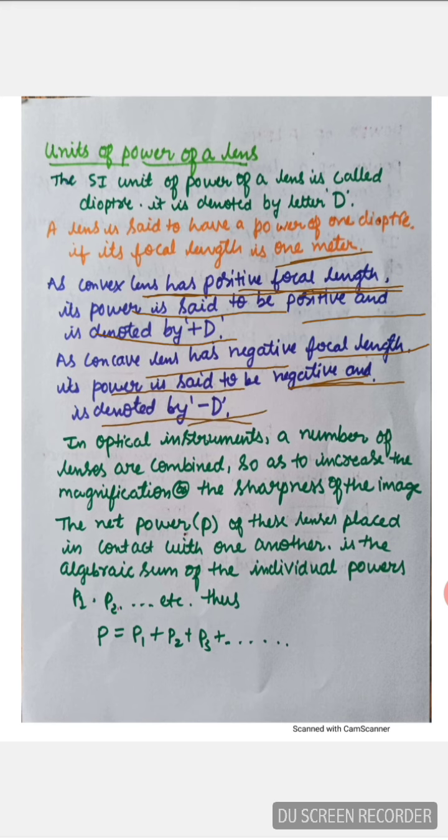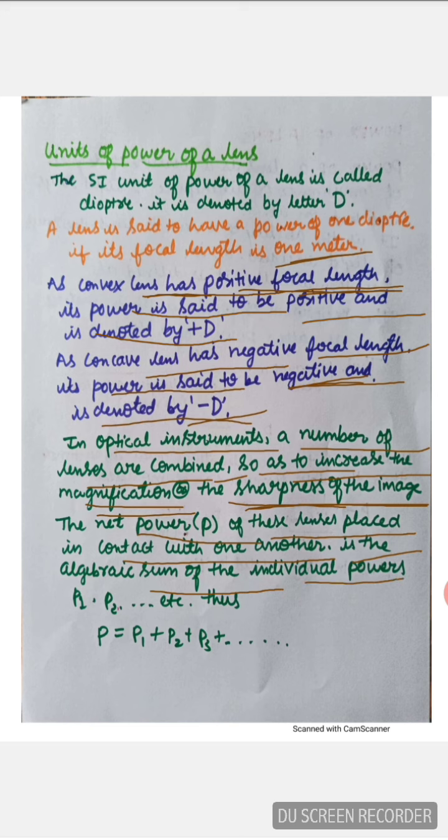So in optical instruments, a number of lenses are combined. In some optical instruments like camera or microscopes, a number of lenses are combined to increase magnification or sharpness of the image. The net power P of these lenses placed in contact with one another is the algebraic sum of individual powers.